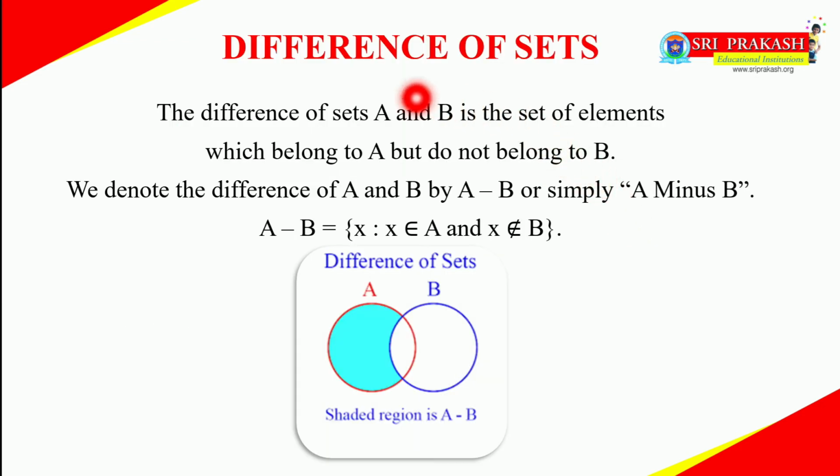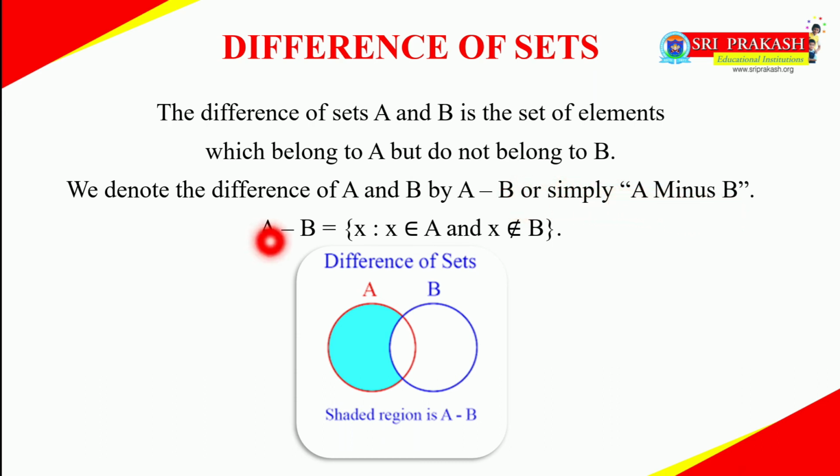The last and final operation on sets is difference of sets. The difference of sets A and B is a set of elements which belong to A but do not belong to B. We write this as A minus B, and we will read it as simply A minus B.